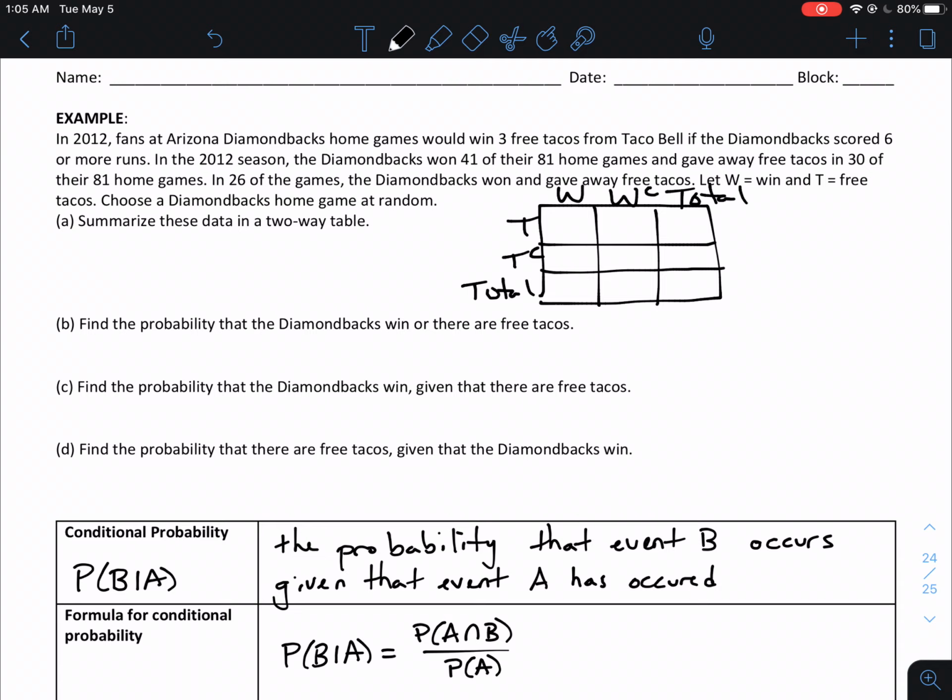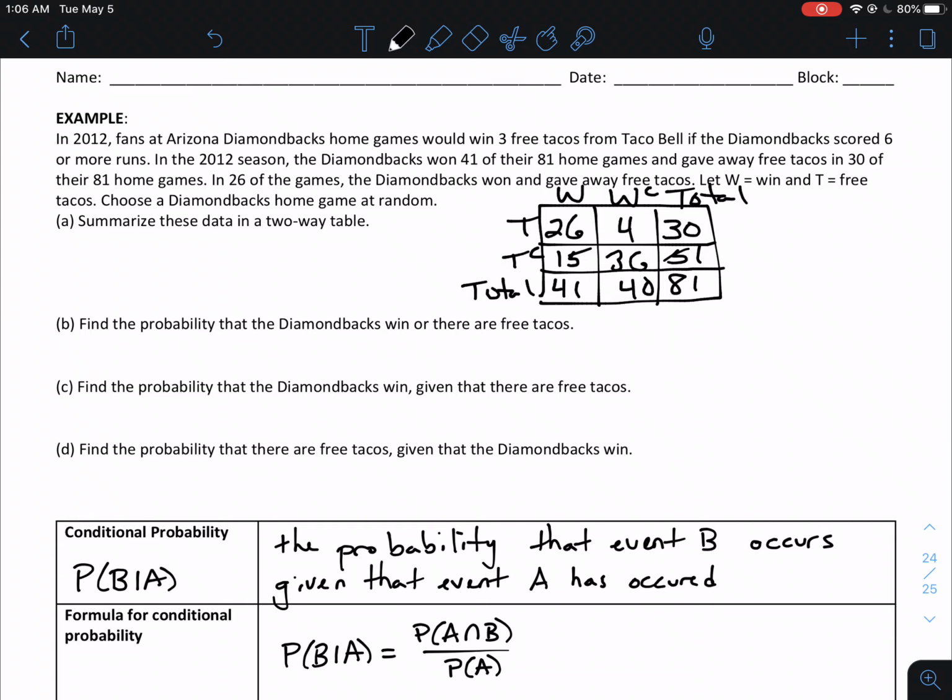Okay, so it tells us that they won 41 out of their 81 home games, so 41 wins for the total, 81 total home games overall. Gave away free tacos in 30 of those games, so our total for free tacos should have been 30, and in 26 games they did both. They had a win and scored 6 or more runs. All right, so filling in the rest of our table, 15 here, 51, 40 here, 4, and 36 goes in the middle.